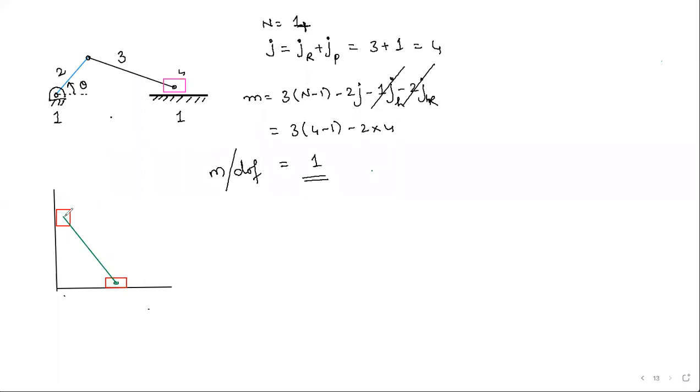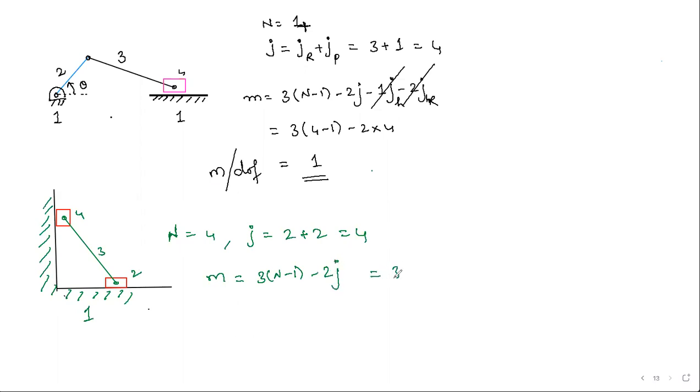I can see this is a revolute pair, this is a revolute pair, and this is a fixed surface. So I have number of links equal to 1, 2, 3, and 4, right? So n equals 4. And J, you have revolute pairs 2 and sliding pairs 2. So J is 4. So mobility is equal to 3 into (n minus 1). There are no higher pairs, so I won't write them. I will write only till here. So 3 into (4 minus 1) minus 2 into 4. So what is it? 9 minus 8, 1.